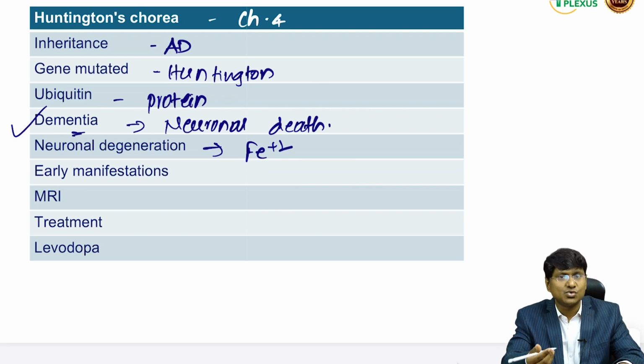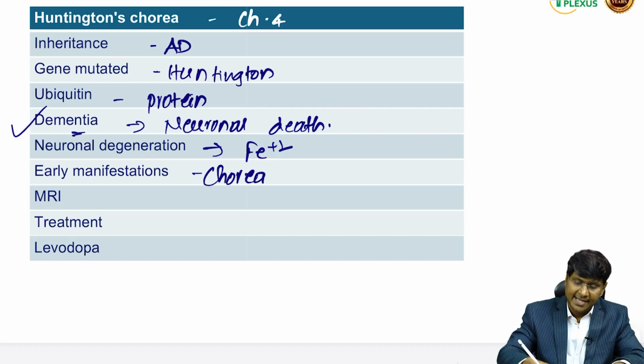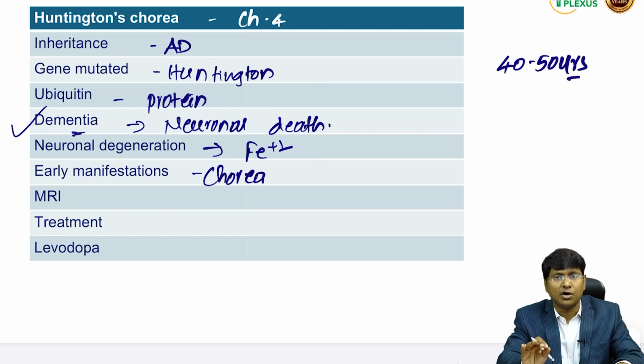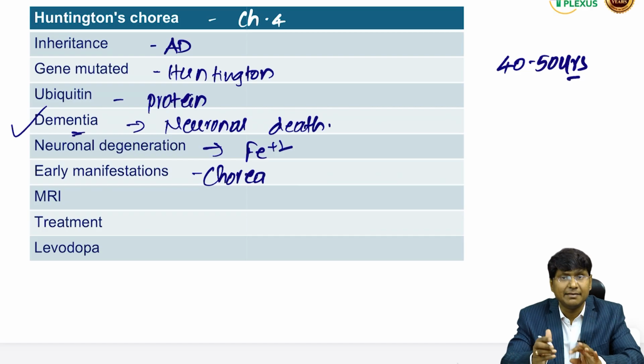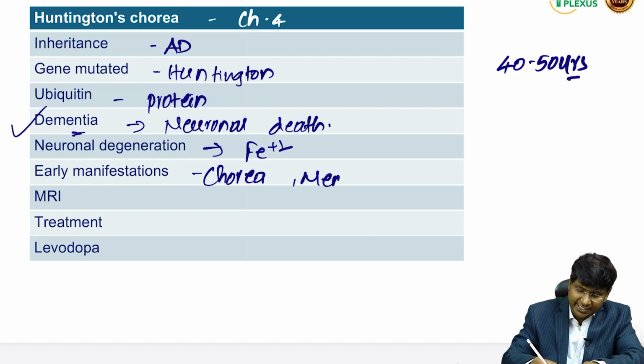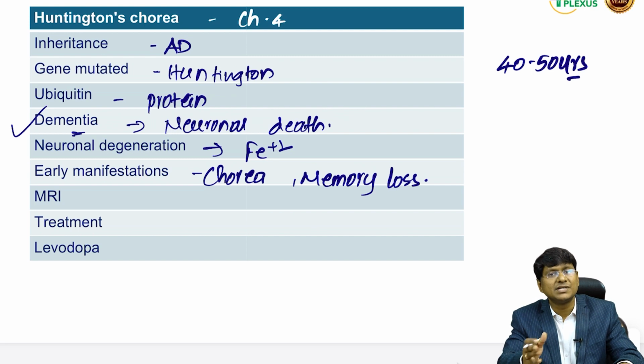What is the earliest manifestation of Huntington's chorea? The earliest manifestation is the development of chorea. The age group at which you see this is around 40 to 50 years. Along with chorea, there is memory loss. Initially there will be short-term memory loss, followed by long-term memory loss.